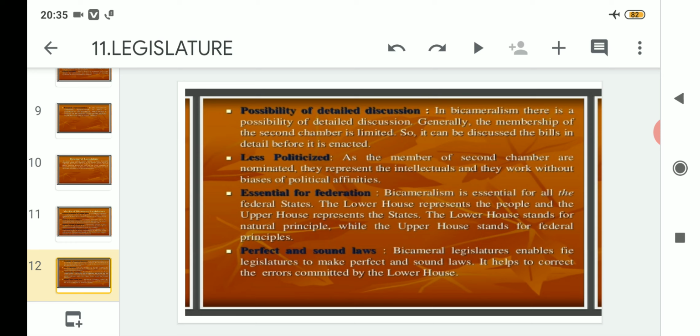After that, moving on to the next advantage, that it makes perfect and sound laws. Regarding this heading, bicameral legislature enables the legislatures to make perfect and sound laws.